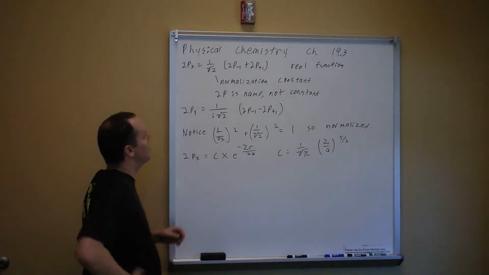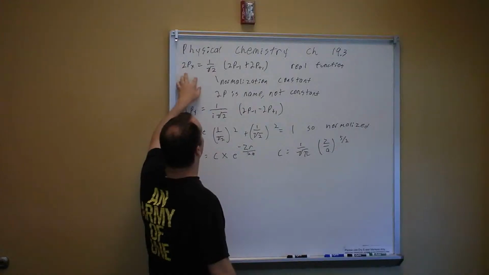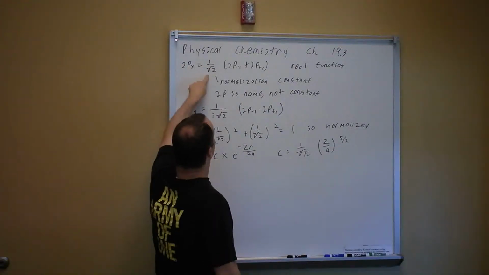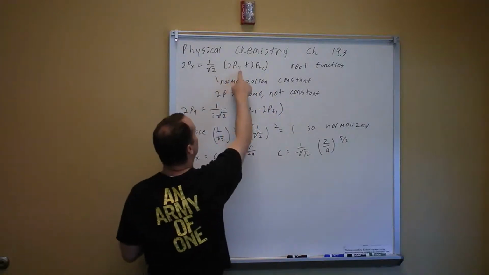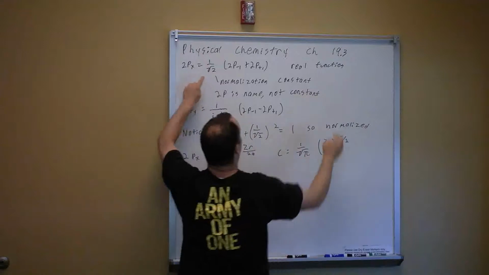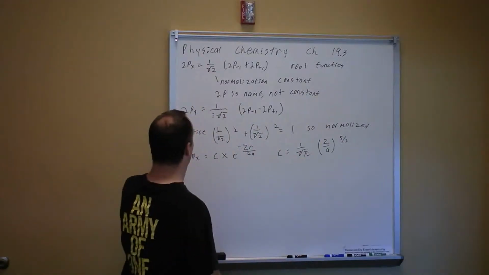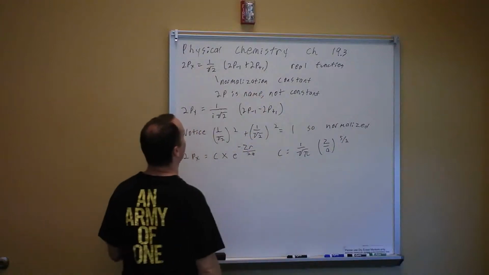Continuing on physical chemistry, chapter 19, we're in section 3 still. So for the 2px orbital, we have 1 over the square root of 2 times the entire quantity of 2p minus 1 plus 2p plus 1. This is a real function, because we're talking about the spatial function for a real orbital now. This 1 over the square root of 2 is a normalization constant.